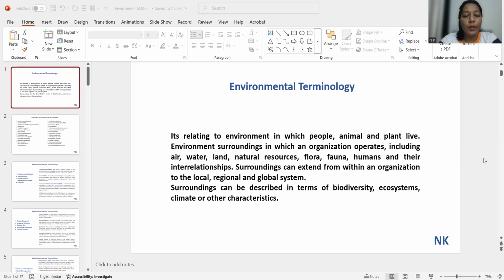So surroundings can be described in terms of biodiversity, ecosystem, climate, or other characteristics also.